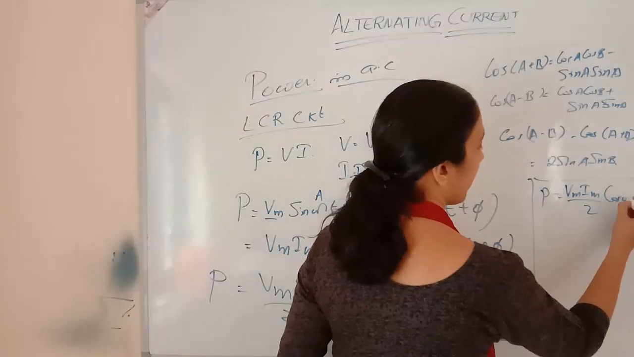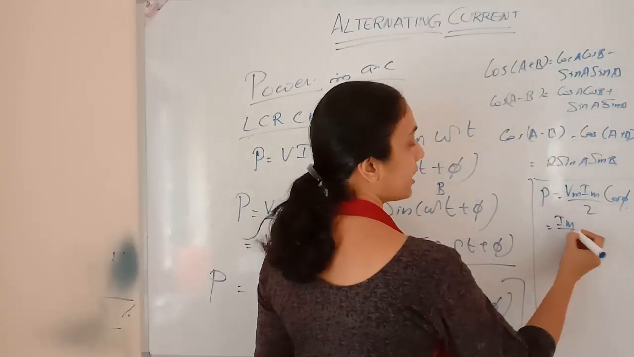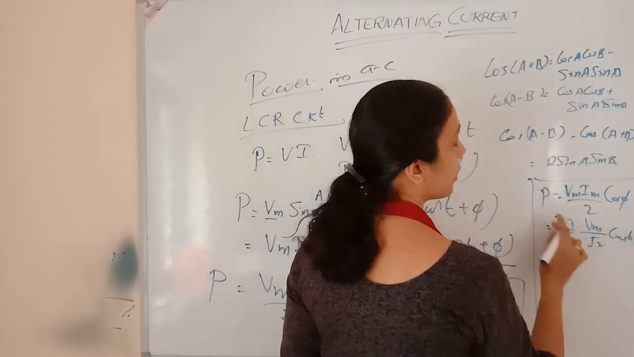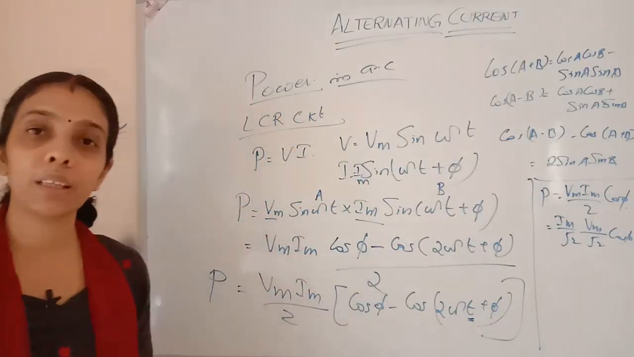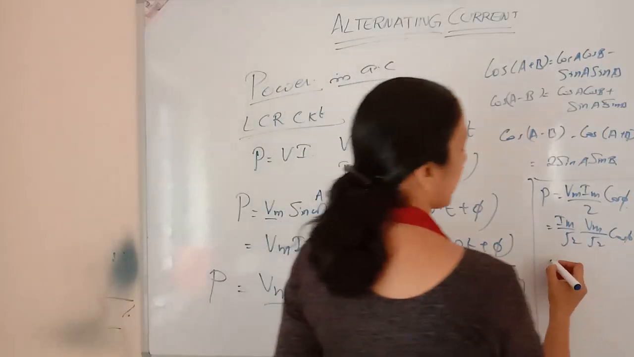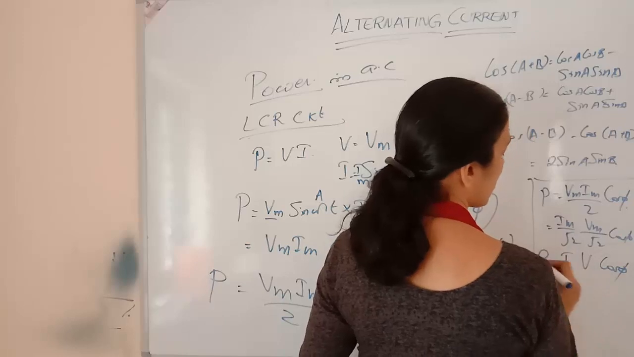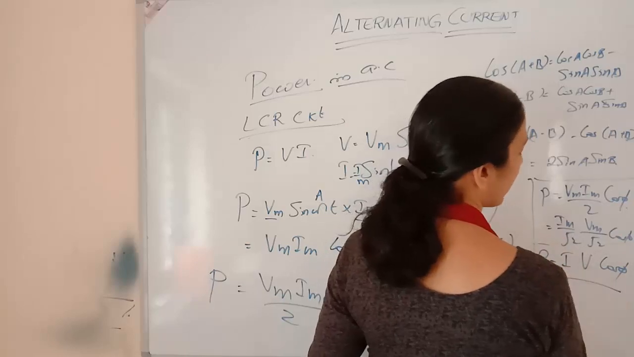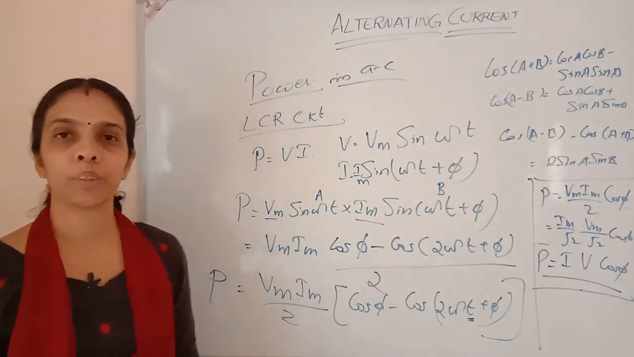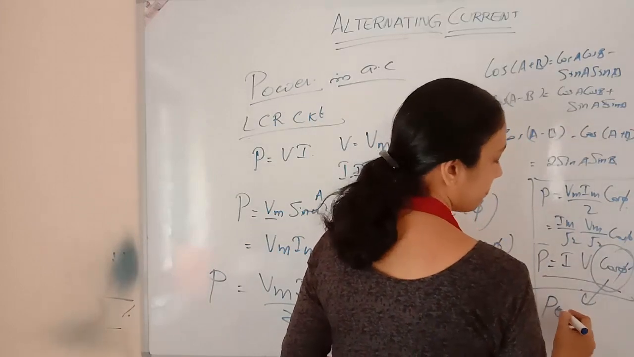into cos phi. Here, Vm Im by 2, I can write as Im by root 2 times Vm by root 2 into cos phi. What are Im by root 2 and Vm by root 2? They are the RMS value of current and the RMS value of voltage. So we can write it as IRMS into VRMS into cos phi. This is the average value of power in this circuit, V I cos phi. This cos phi is called the power factor.